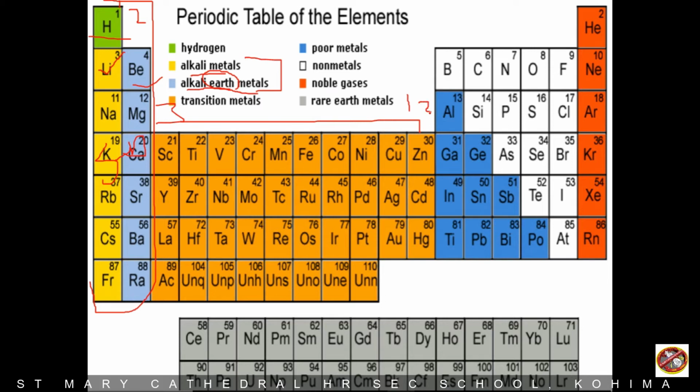Now in your D block, that is from 3 to 12 of the periodic table, they have high melting points, high boiling points, and lots of metals are over here.